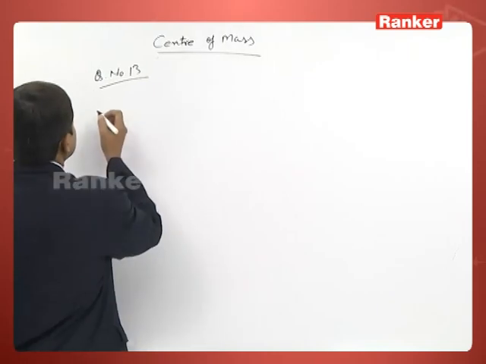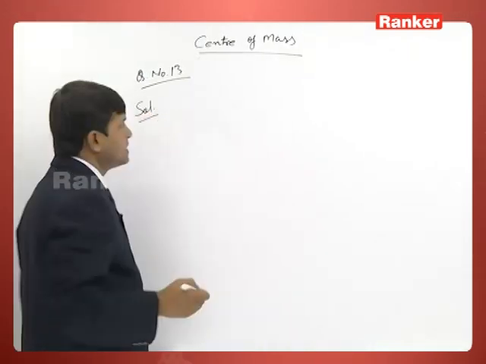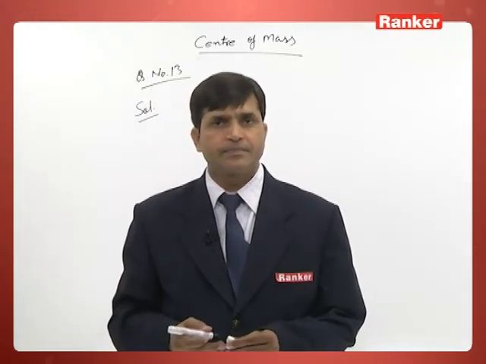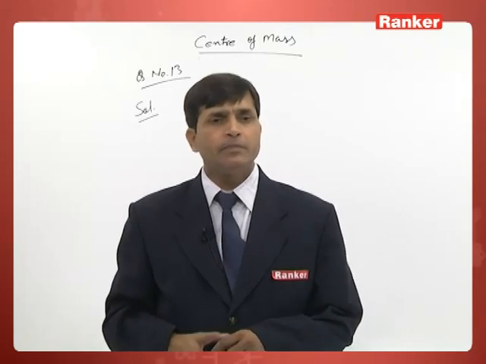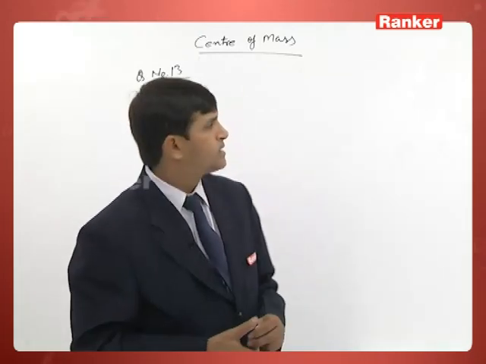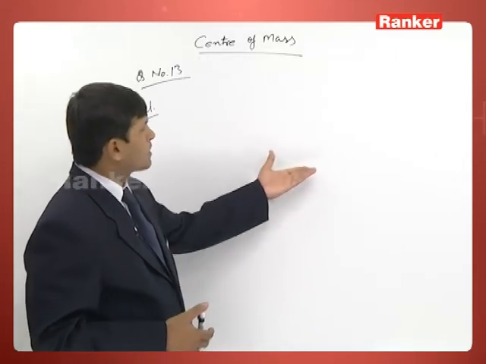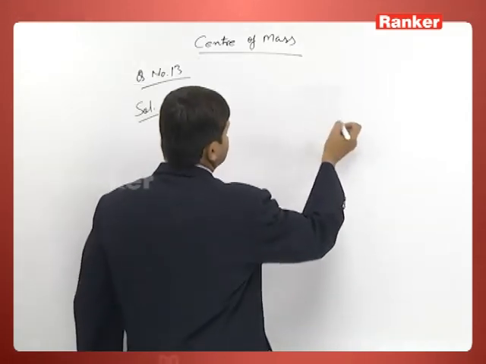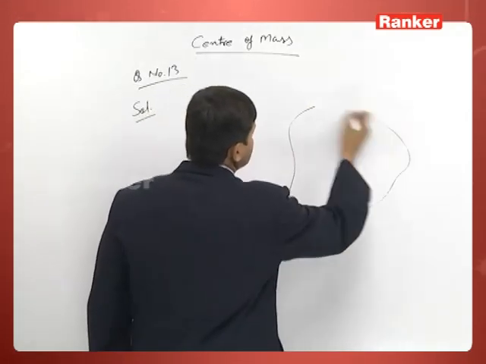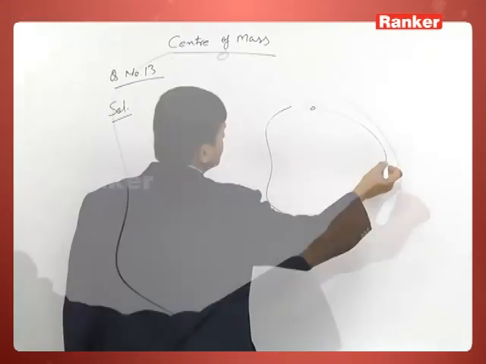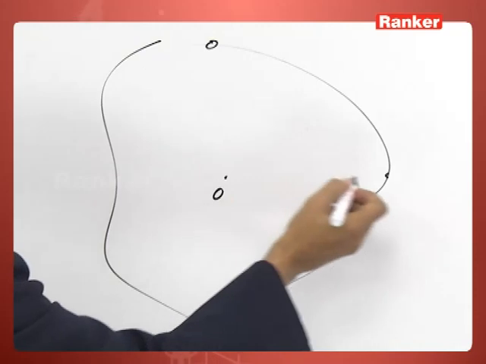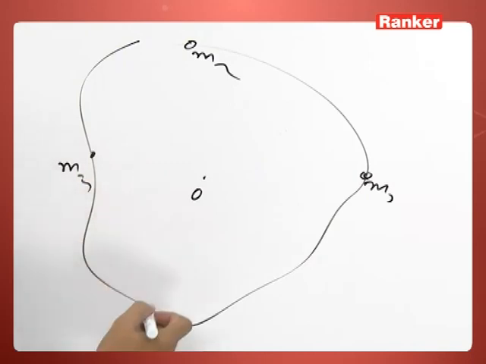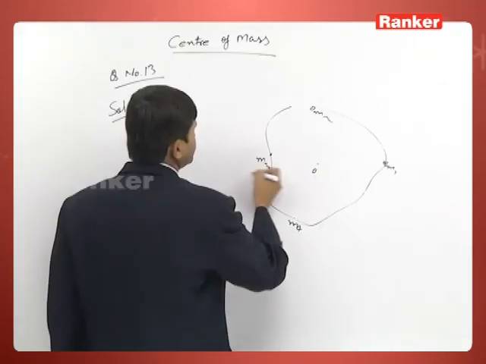So the main point here is the center of mass. The center of mass of a body always depends on the distribution of mass, and it cannot be beyond the distance of the farthest particle. Let this be our system, and from a fixed point O, one particle is here, M1, one particle here, M2, another M3, another M4, like this.